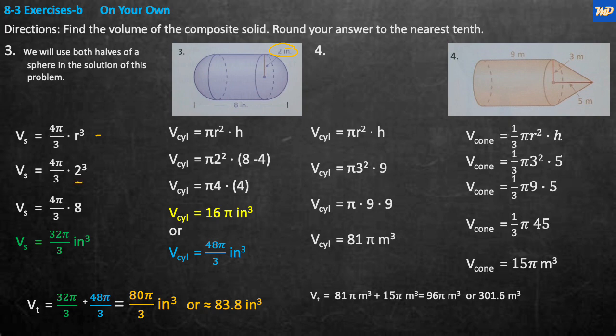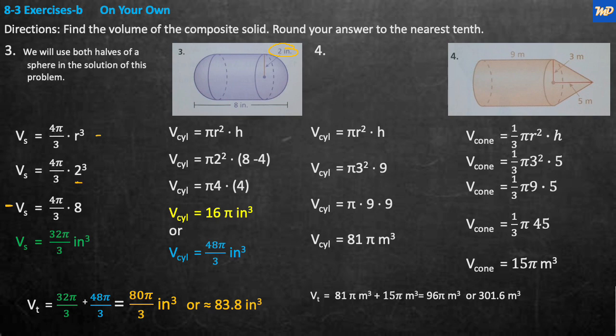Taking it a step further, the volume of the sphere is 4 pi over 3 times 8, because 2 cubed is 8. Simplifying at this point and leaving pi in the answer to give us an exact answer, 8 times 4 is 32, divided by 3. We're not going to change it, times pi. That's it. The volume of the sphere is 32 pi over 3 inches cubed.